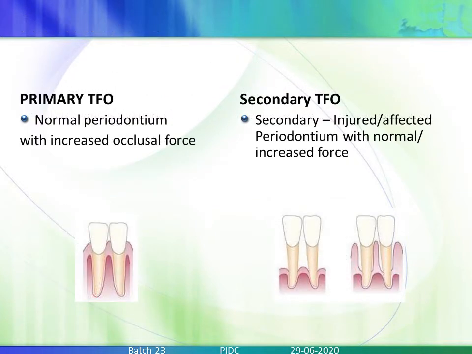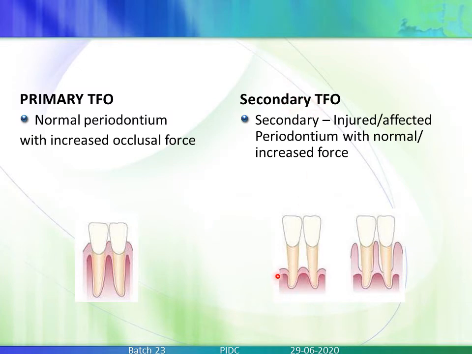So coming on to the differences between primary and secondary trauma from occlusion. Here you can see that the bone level as well as the gingival level in both of these teeth is very good, but if there is going to be an increased occlusal force resulting in trauma from occlusion, then it comes under primary trauma from occlusion. Whereas in case of secondary trauma from occlusion, if there is an injured, affected periodontium with normal or increased force, then it is termed secondary trauma from occlusion.